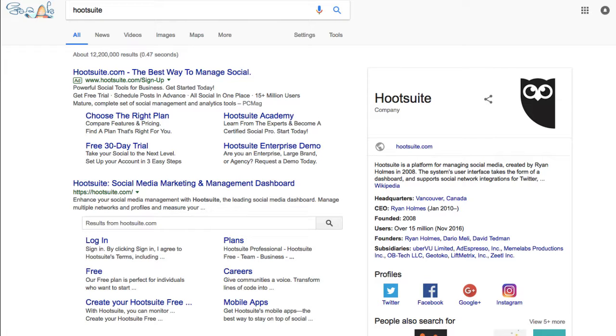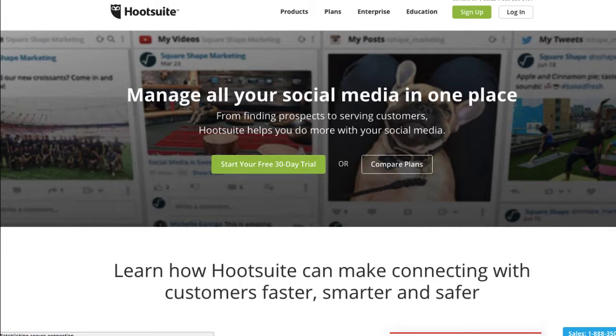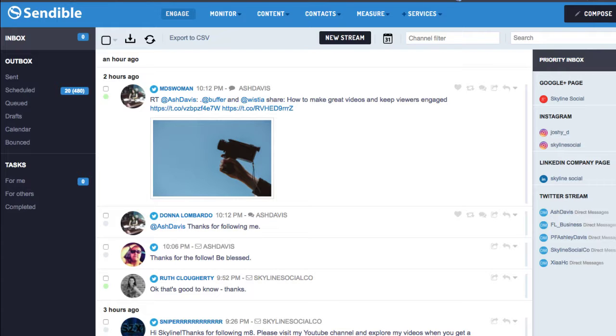I don't really mind what tool you use. There's lots of these tools that they're all pretty good in terms of what they can do. But if you want to have someone who looks after your messages and your mentions and things like that, it's usually easier if you use some sort of software to help you do that. So you can use Hootsuite, which is probably one of the biggest ones, or you can also use Sendable, which is another good one too.